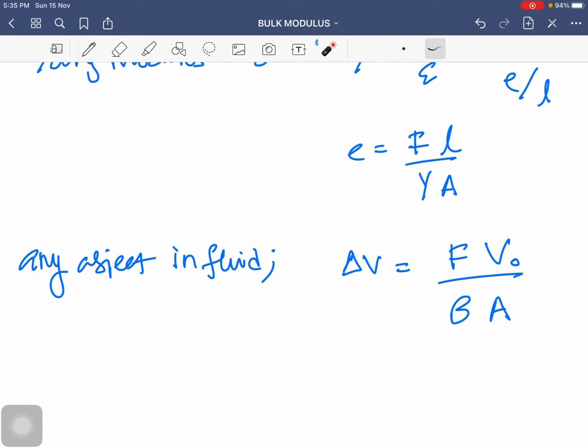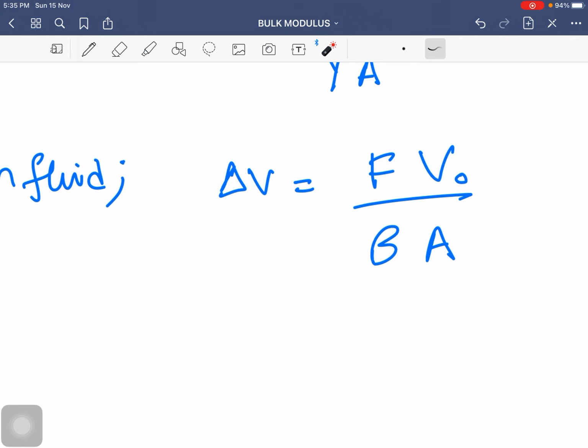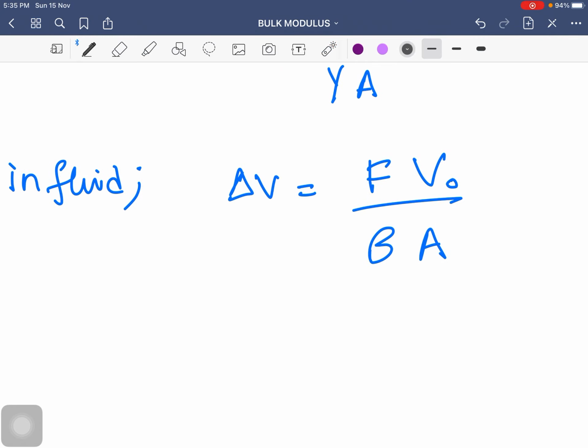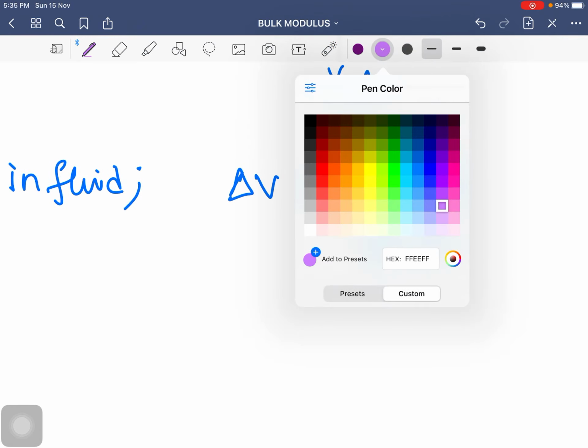Notice that here F over A, does it look familiar? Yes, F over A is pressure. So why don't we modify this equation? Okay, I will choose the green color.